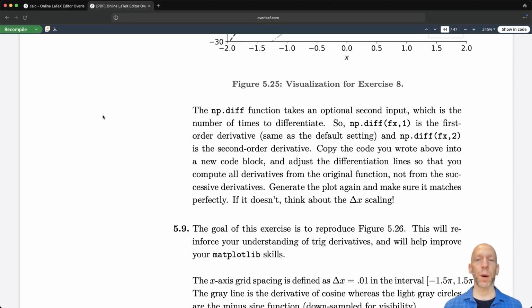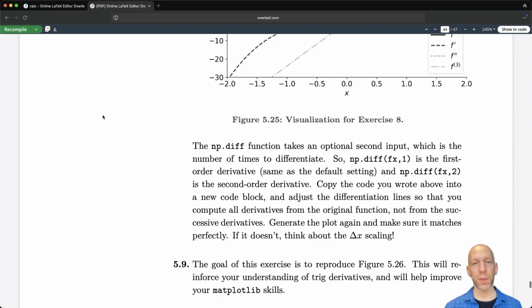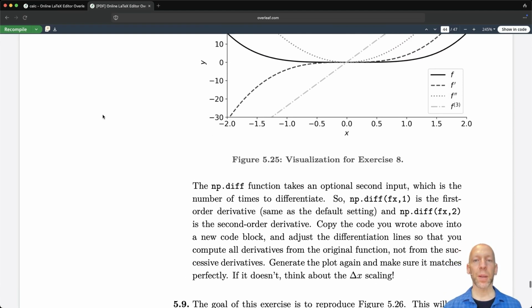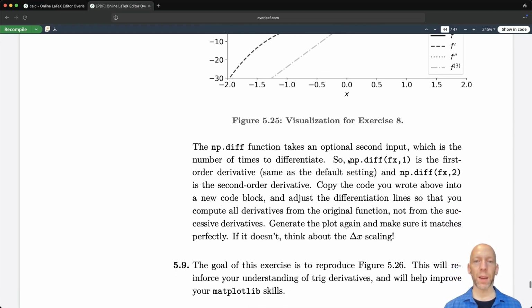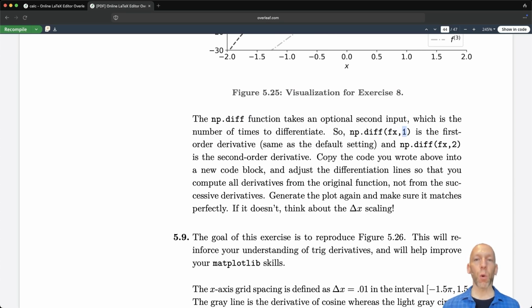So that was the first part of this exercise. The second part of this exercise is basically to reproduce exactly this figure, but now instead of calling numpy.diff repeatedly on the output of the previous numpy.diff call, you are going to continue calling numpy.diff on the input function, but using an optional second input into the numpy.diff function, which is the order of the derivative. So this is the first order derivative. Here we have the second order derivative.